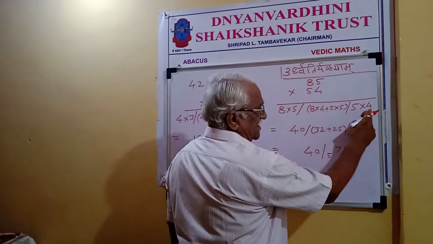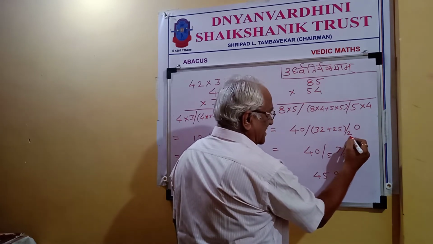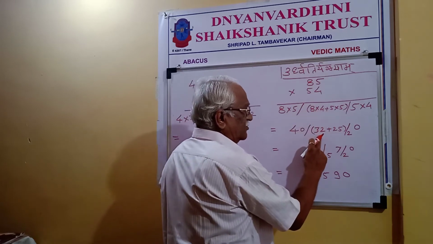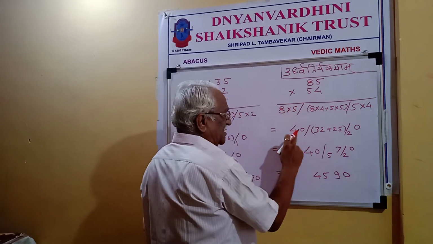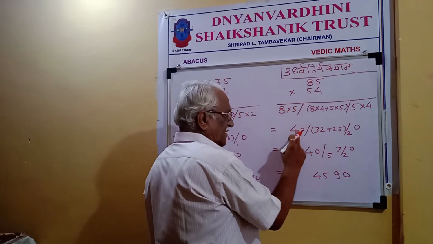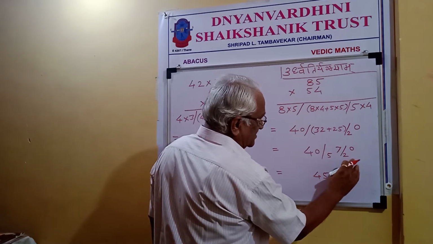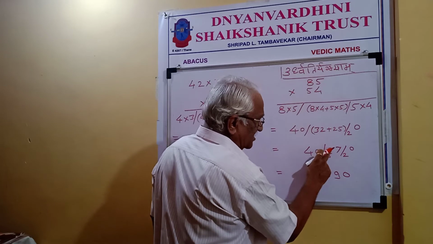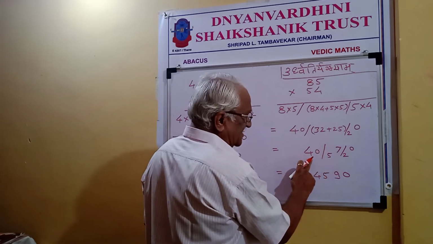Now we will do it. 5 into 4 that is 20. So 0 comes up, 2 at the bottom of the slash. Then 8 into 4 that is 32, 5 into 5 that is 25, and 8 into 5 that is 40. Now again, this we have written as it is, 32 plus 25 comes 57. So 7 on the top, 5 at the bottom of the slash, and 40 as it is.